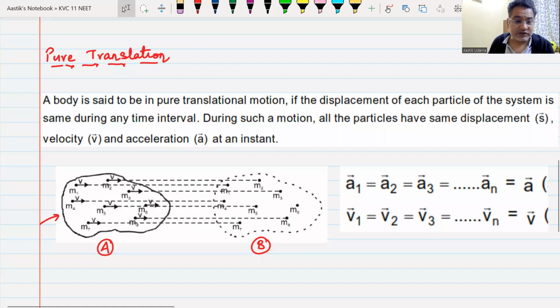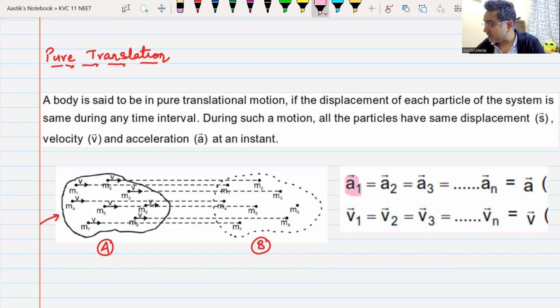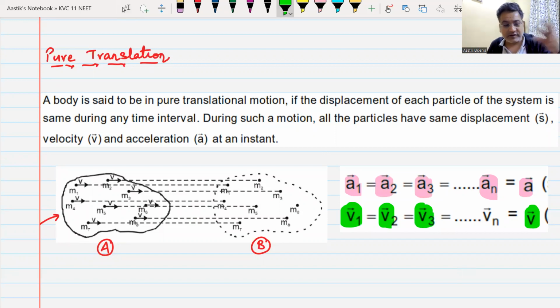So this type of motion, my dear friends, is known as pure translation. Acceleration of the point 1 is the same as 2, is the same as 3, is the same as any particle. We can call it simply a. The velocity of the first particle is the same as the second, the same as the third. You can call it v. All the particles have the same velocity, same acceleration. Do we understand this? Yes or no?